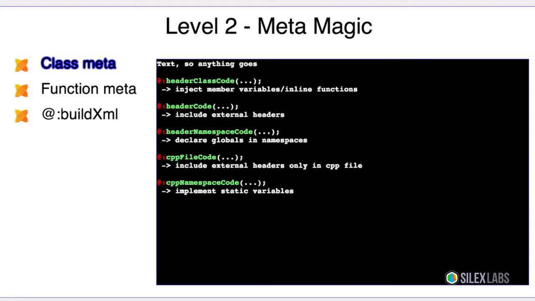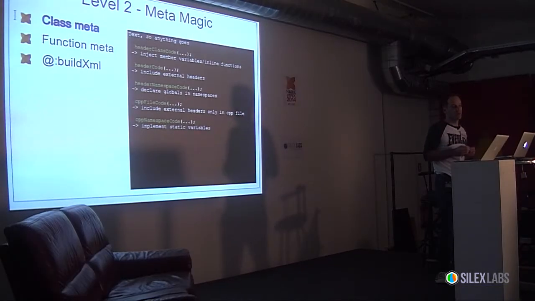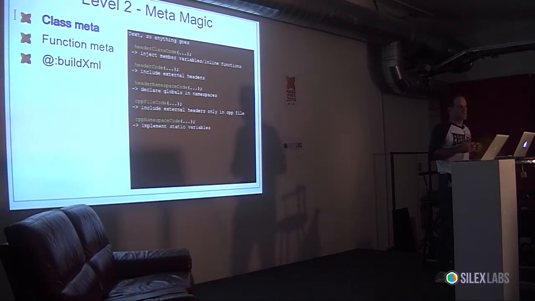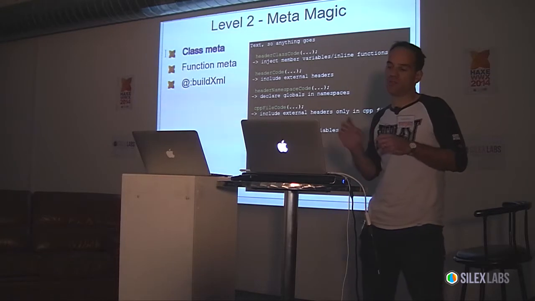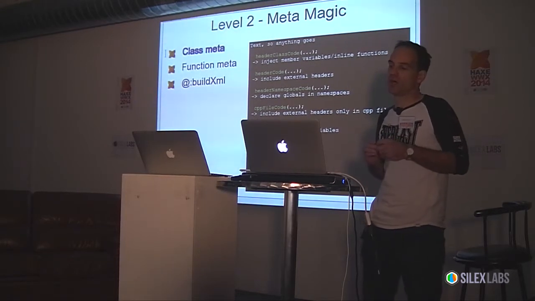Now, you have to know a little bit about how the C++ class files, header files and stuff are structured in order to get the code into the right spot. But broadly speaking, if you need to put a variable into a class, you will need to put it into the header class code. If you need to put an include into the generated code, you need to put it into header code. And then there's header namespace code, which is maybe not so much used.